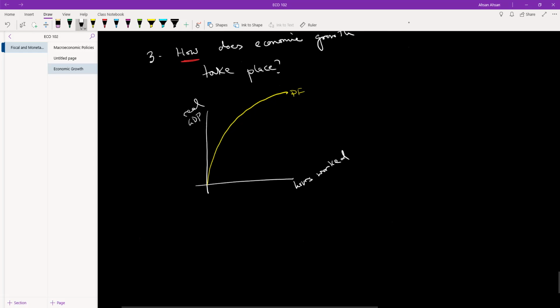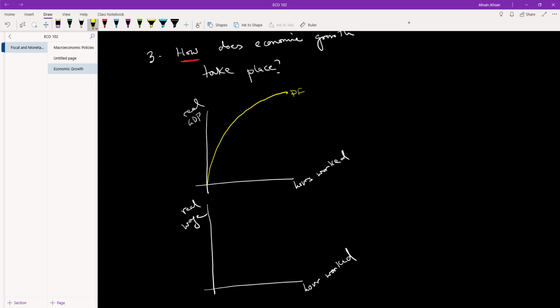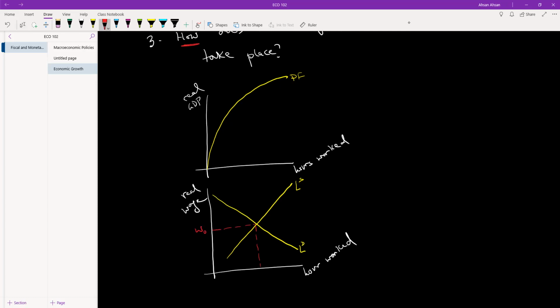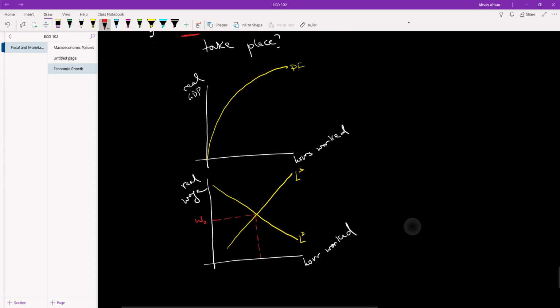Just underneath this, I'm going to draw the labor market. So notice that the x-axis are the same. We have hours worked here as well, but on the y-axis we have real wage. And what we saw was that this was labor demand, downward sloping as always. This was labor supply, upward sloping as always, and this was the equilibrium. Okay, so this is real wage, let's call it W0, and over here we have hours worked. It's actually labor hours worked. So let's call this L0, and we can call this anything we want.